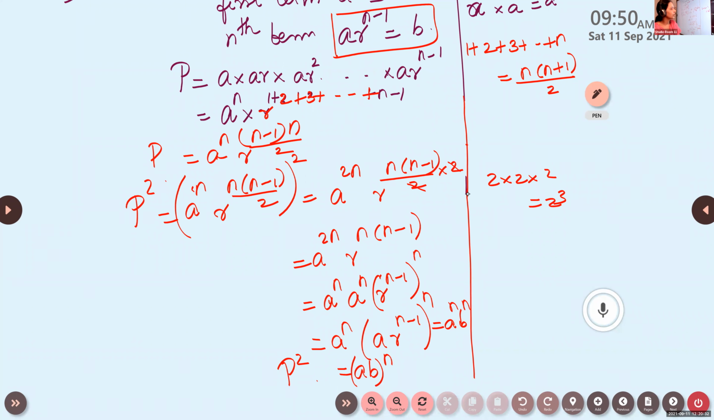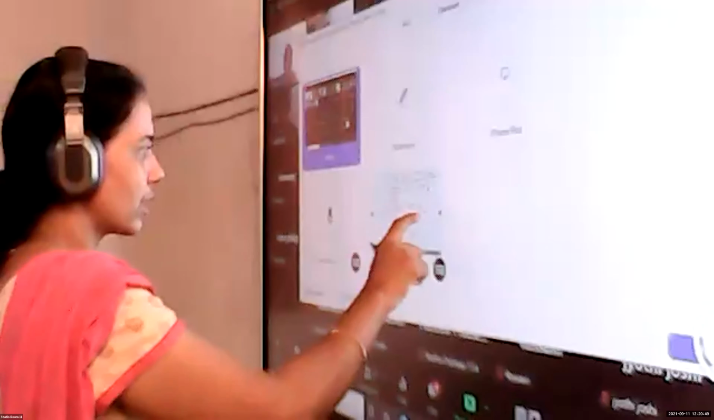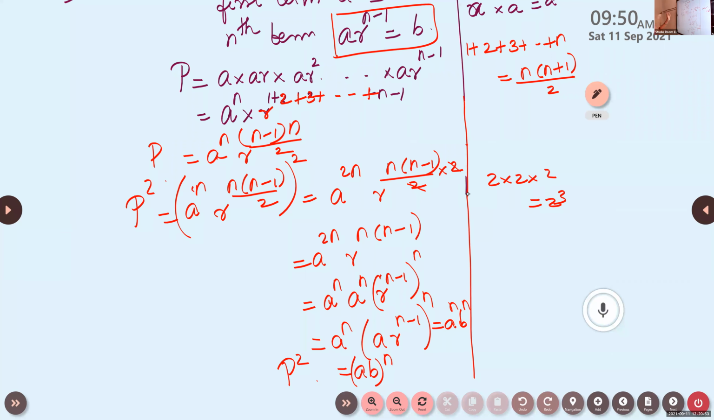Atulya. Atulya is present today? Yes, ma'am. Okay. Any doubt? Ma'am, after we squared both sides, what do we do? Yes. p square equal to, you squared both the sides, right? Yes. Because in the result, we want the square. In the question, we want to prove p square. So we square it.